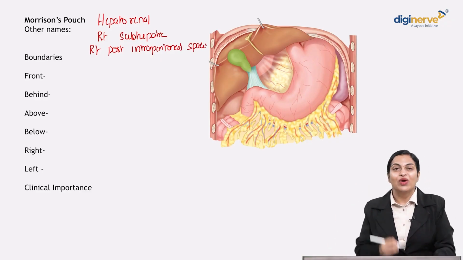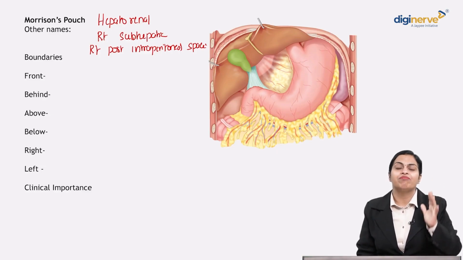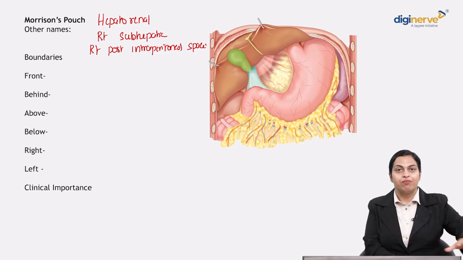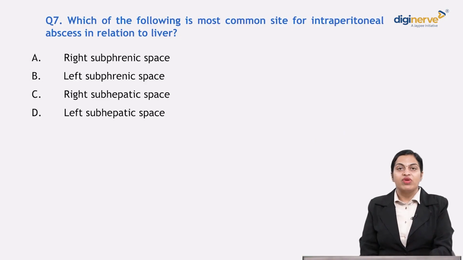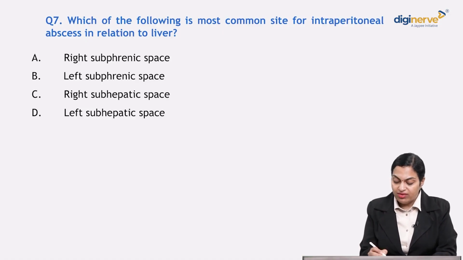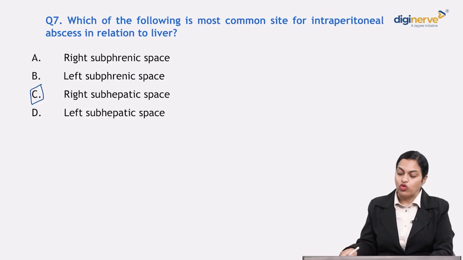Right. We are going to discuss it in detail because this is the most dependent part of the peritoneal cavity, especially when the person lies down. So that was our question. The most common site for intraperitoneal abscess in relation to the liver is, of course, the right subhepatic space, or the Morrison's pouch, or the hepatorenal pouch.